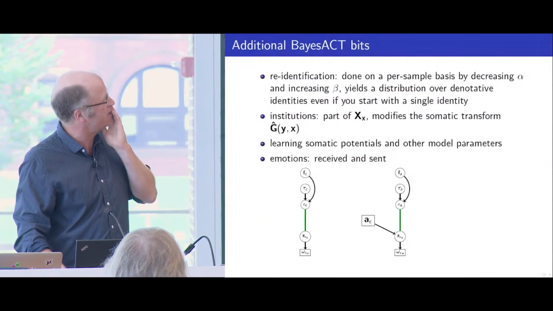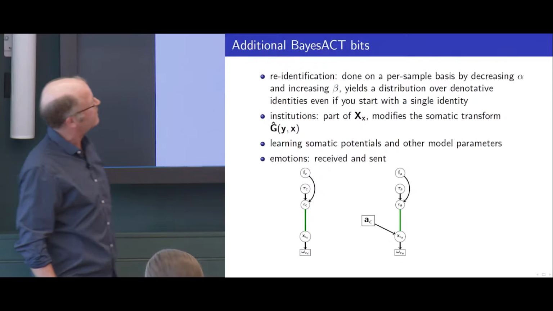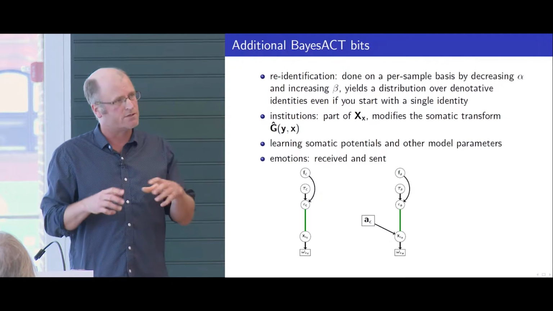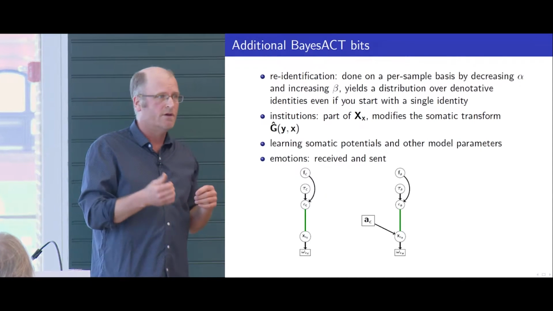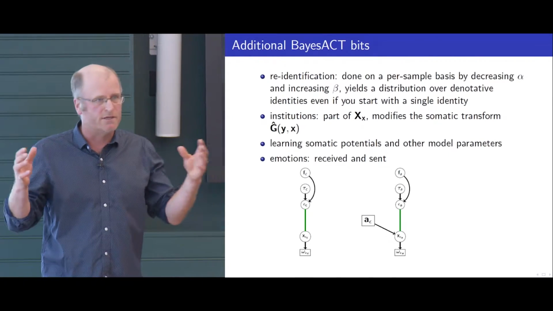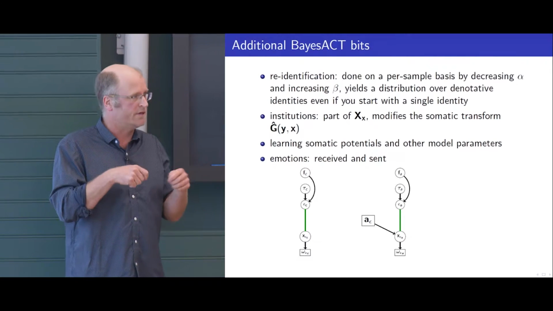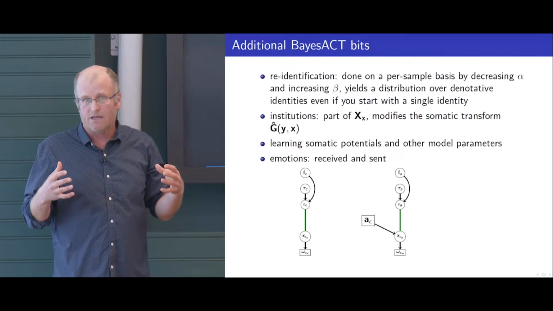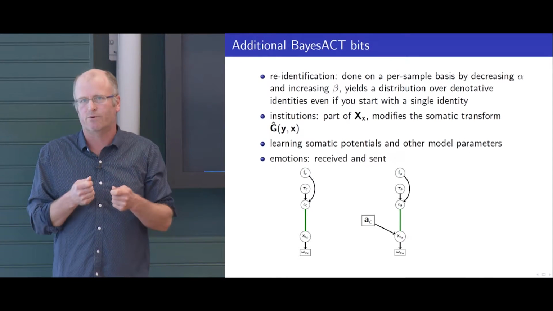Some of the differences between Interact and Bayesian. There are some additional Bayesian bits. Re-identification is now done on a per sample basis. Basically, by adjusting the parameters, we decrease the strength of the affect control principle and increase beta, which is how much we believe things are going to stay stable over time. And what this does is automatically repopulate the denotative state with a whole host of identities that are related and more in tune. So if things go really wrong, the sampler that I've shown you breaks down, and in order to recorrect it, I repopulate it with samples that basically agree with my transient impressions, right?